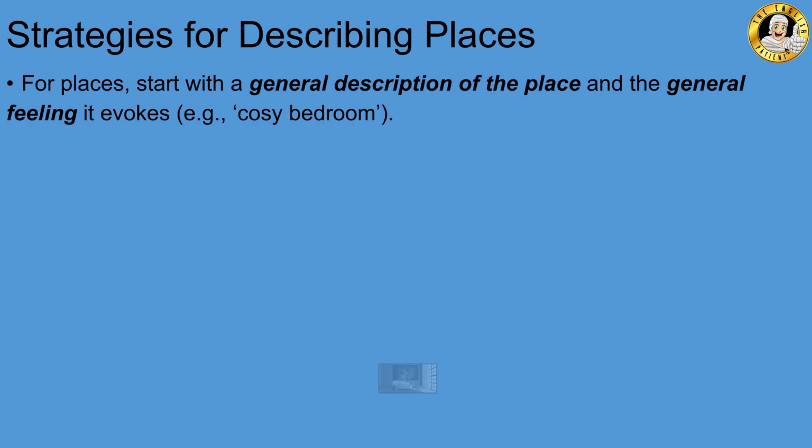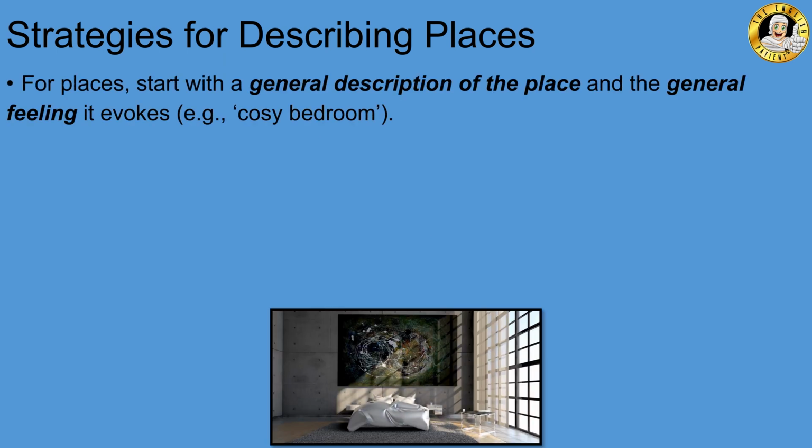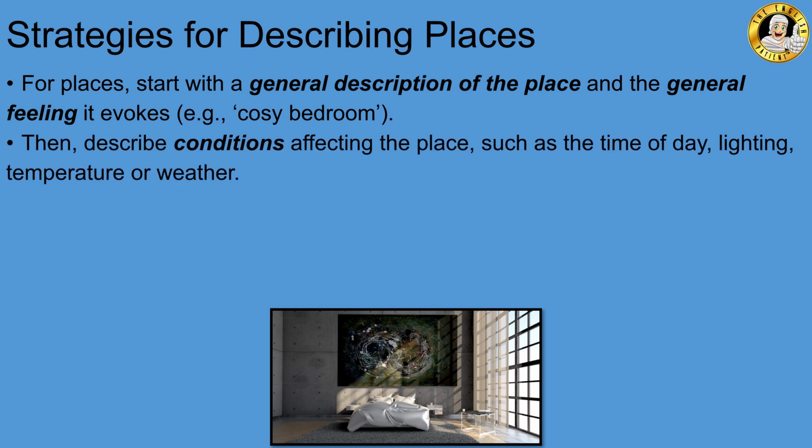Now, for describing places, you want to start with a general description of the place and a general feeling that it gives you, that it evokes. For example, you might describe the picture underneath as a cozy bedroom. Then describe conditions affecting that place, such as the time of day, the lighting, the temperature, or the weather. That is, if you're describing it at a specific point in time.